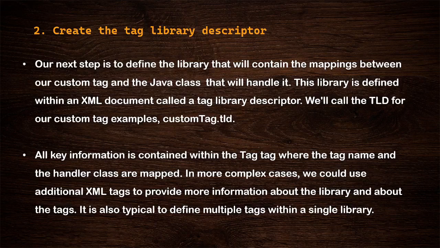All key information is contained within the tag element, where the tag name and the handler class will map. In more complex cases, we could use additional XML tags to provide more information about the library and about the tags. It is also possible to define multiple tags within a single library.